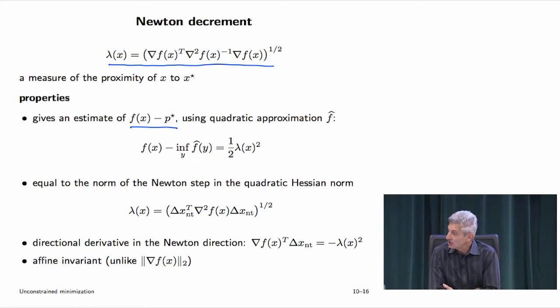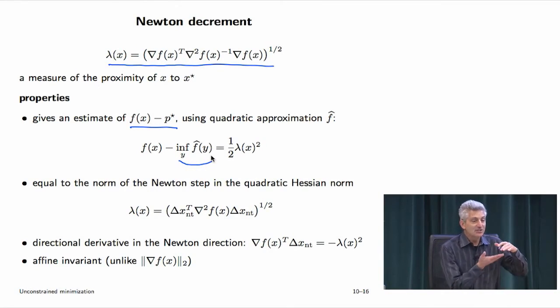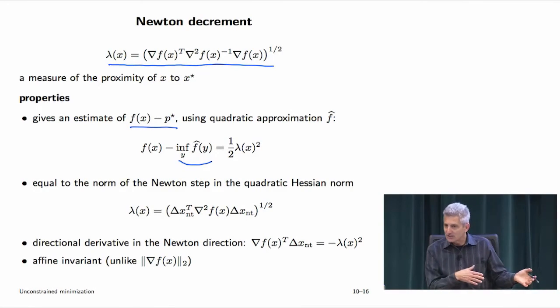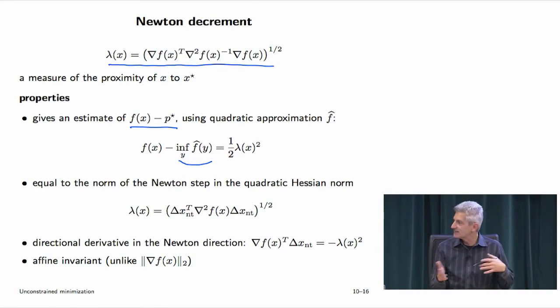Assuming you're close, you form the quadratic thing, and you ask yourself, how much is the quadratic going to go down? The answer is exactly lambda squared over 2. So if lambda squared over 2 is very small, that may or may not predict the actual function going down, but to the extent that it does, it's a very good estimate of how far off you are, right?